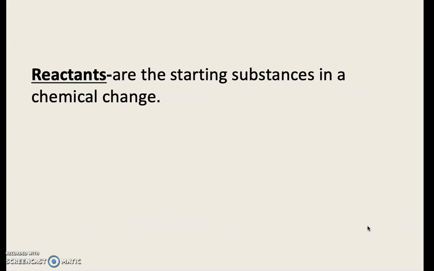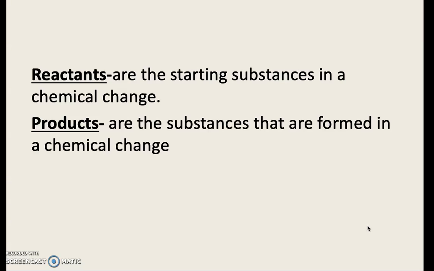Now, reactants and products are two of the main parts of a chemical change. Reactants are the starting substances in a chemical change. This is what you're going to mix together. Together the reactants form something called a product, which are the substances that are formed in a chemical change. So your reactants form your products.